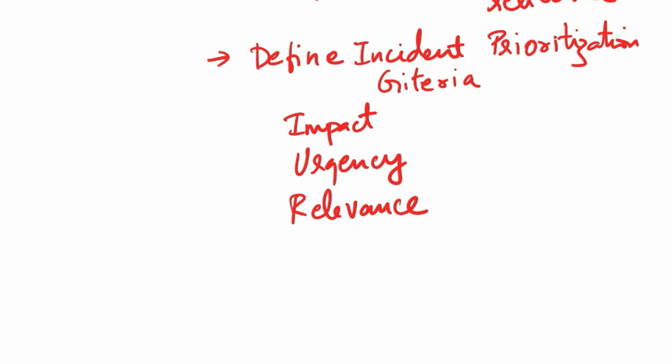Evaluate the relevance of the incident to the organization's assets and business processes. Incidents that directly affect critical systems or data should be given priority. Next is context. Consider the context of the incident, including whether it is part of a larger attack campaign or if it aligns with known threat actor tactics.